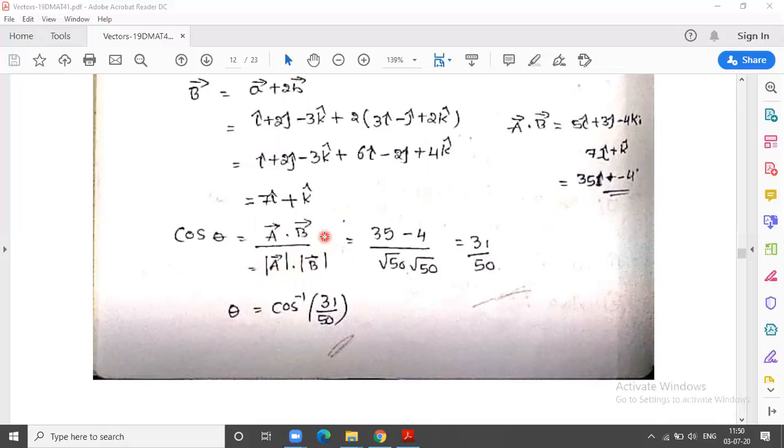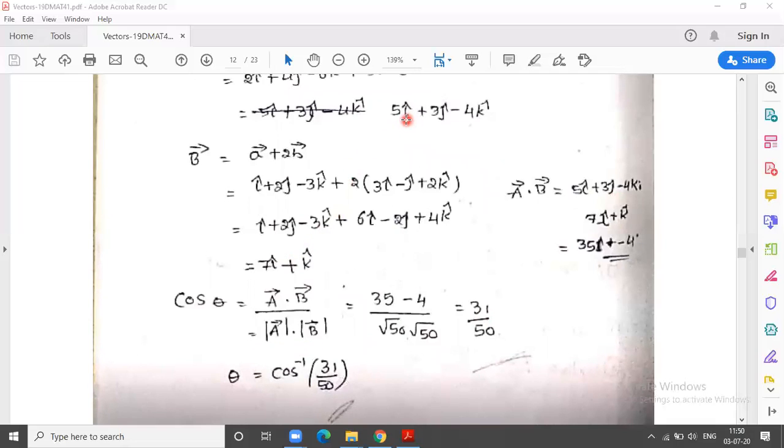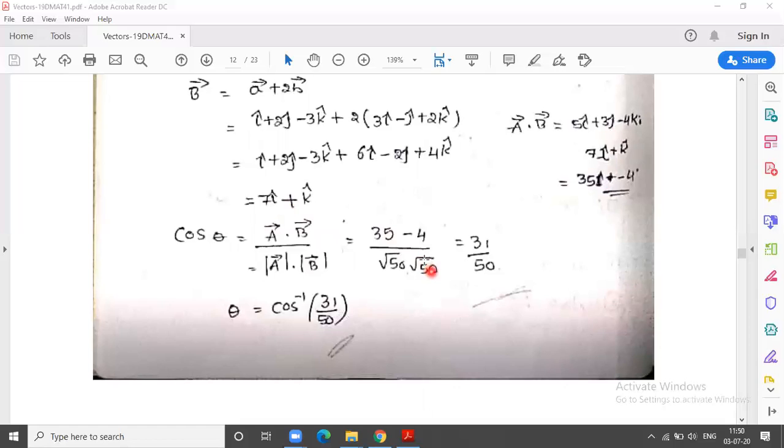Divided by modulus of vector A. Modulus of vector A means square root of 5 square plus 3 square plus 4 square. 5 square is 25, plus 9 is 34, plus 16 is 50. Here also 49 plus 1 will become 50. Square root of 50 into square root of 50, so the final answer will become 31 by 50. That is, theta equals cos inverse of 31 by 50.